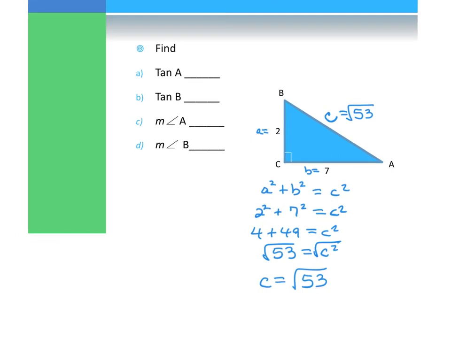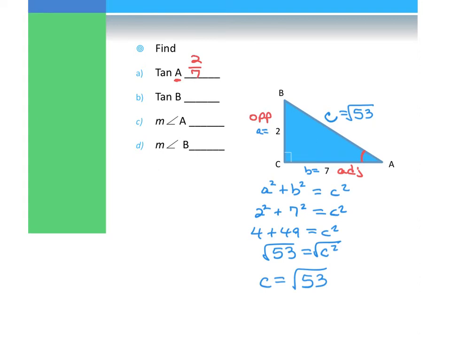Let's do part A. In order to answer part A, I need to figure out what are the opposite and adjacent sides in relation to angle A. Angle A is over here. So I know that the side that is opposite to angle A is going to be little a, the 2. And the side adjacent is going to be the 7. So all they want us to do is put the numbers in the ratio for part A, 2/7.